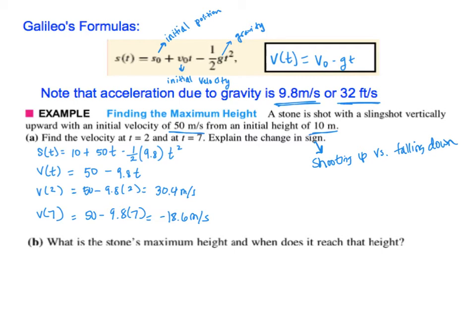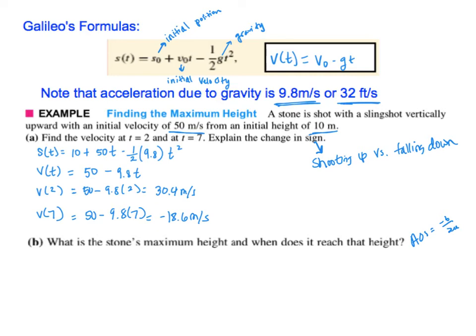What is the stone's maximum height, and when does it reach that height? You can think about this from an Algebra 2 perspective. This question was certainly embedded in Algebra 2, but we're going to think about it from the calculus perspective. And just as a reminder, the axis of symmetry in Algebra 2 from standard form was opposite of b over 2a. See if you can figure out where that connection comes in. So what is the stone's maximum height, and when does it reach that height?